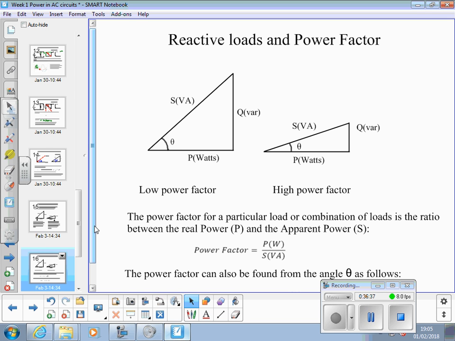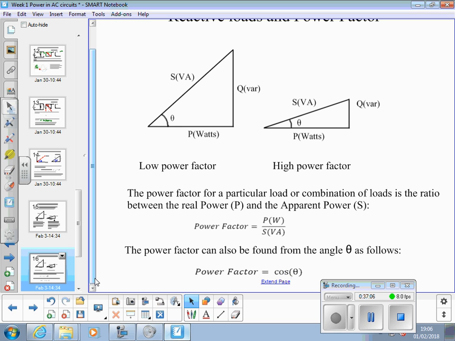ratio between the real power P and the apparent power S. That's why it's the adjacent side and the hypotenuse. So any way that you can get the cosine of that angle will give you the power factor. Power factor is equal to cosine theta.